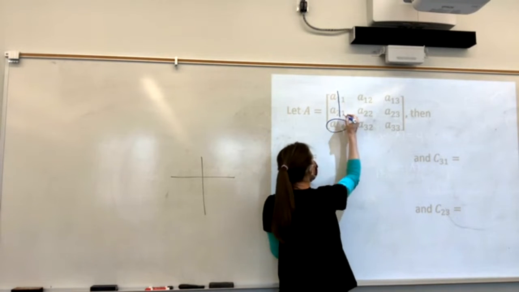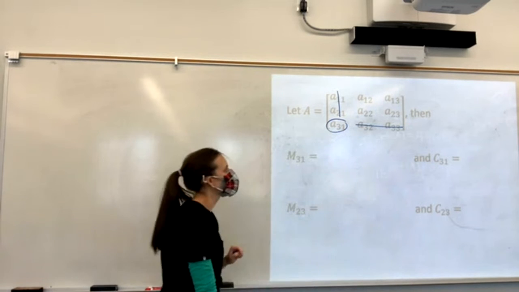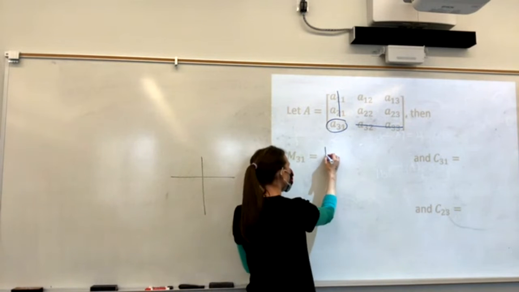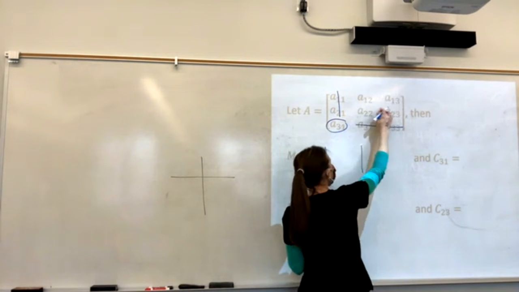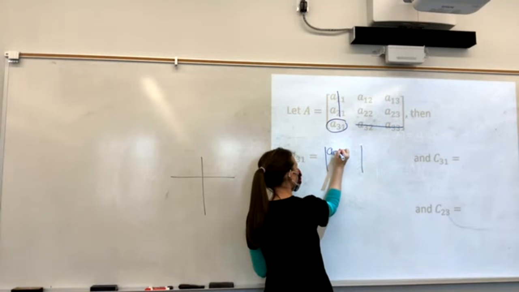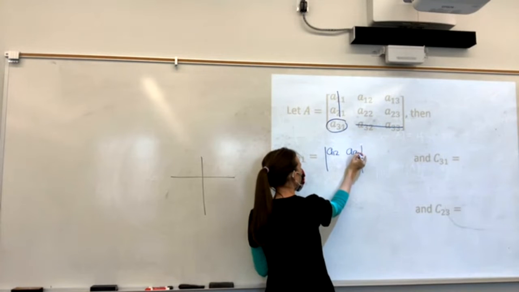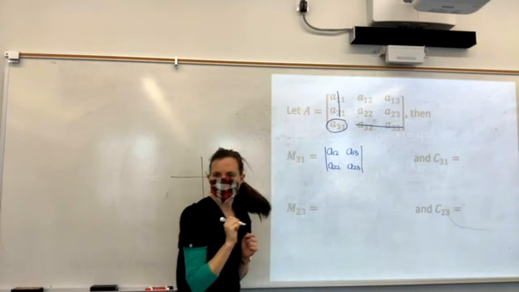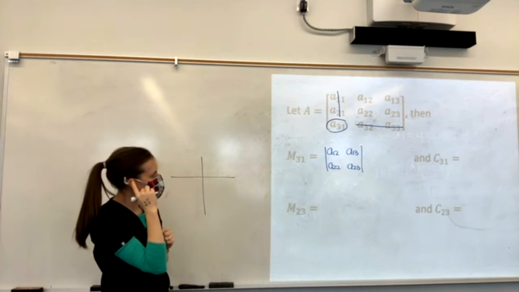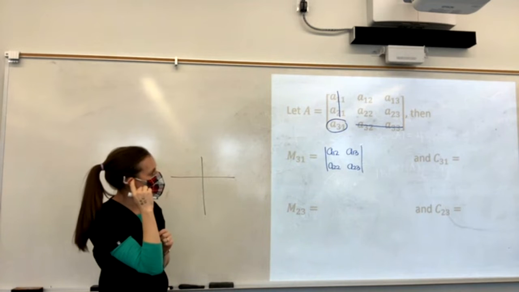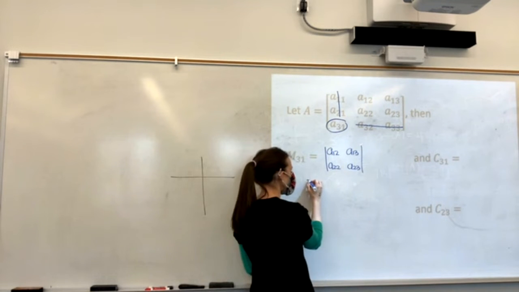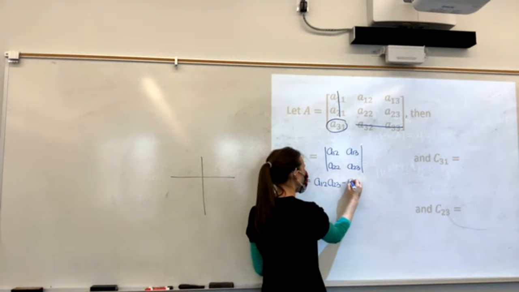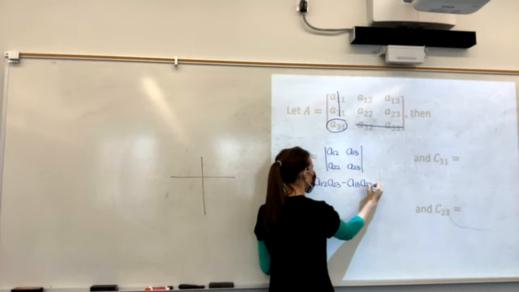I'm going to delete the row and column where A31 sits, and then take the determinant of what's left. In this case, the determinant of what's left would be the determinant of A12, A13, A22, A23. That makes sense. So we delete the row and column containing A31, and then take the determinant of what's left. And since this is a 2 by 2, our determinant would be A12 times A23 minus A13 times A22.